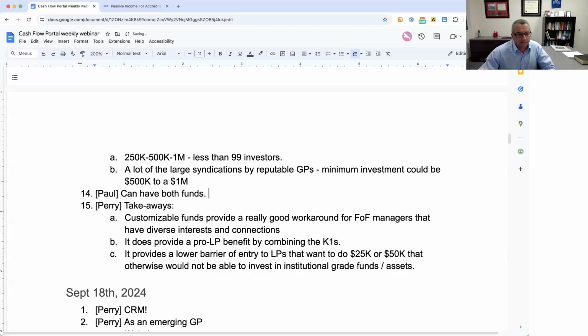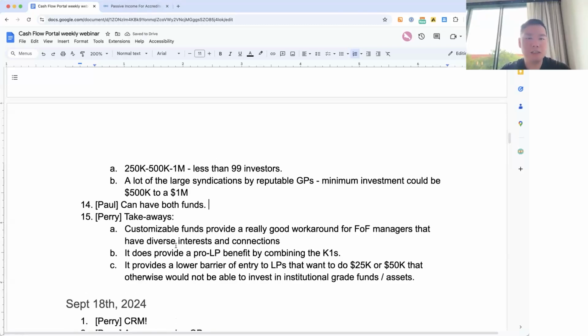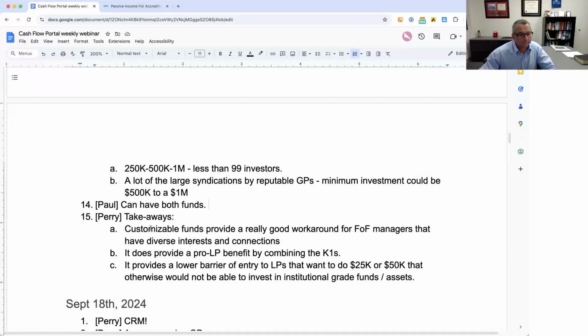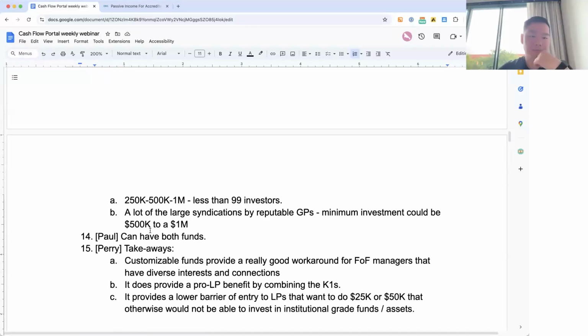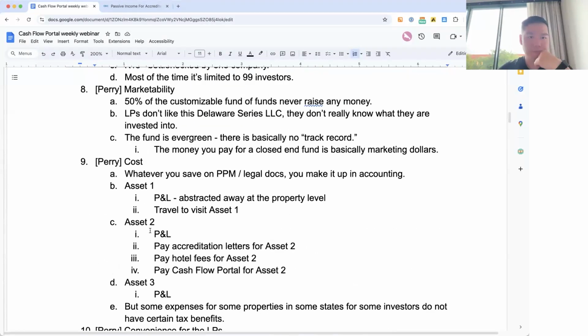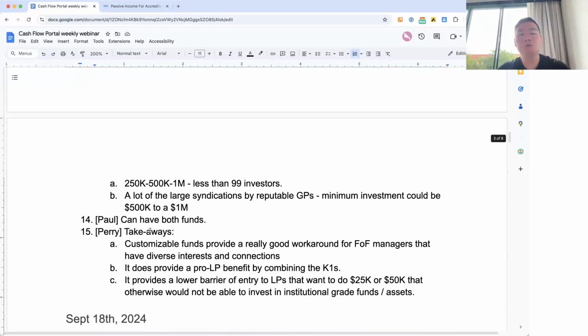I like that. So you have two funds, and that will cover the whole spectrum. And then usually, is the SPV or the customizable fund more popular? Like, which one gets filled out faster?